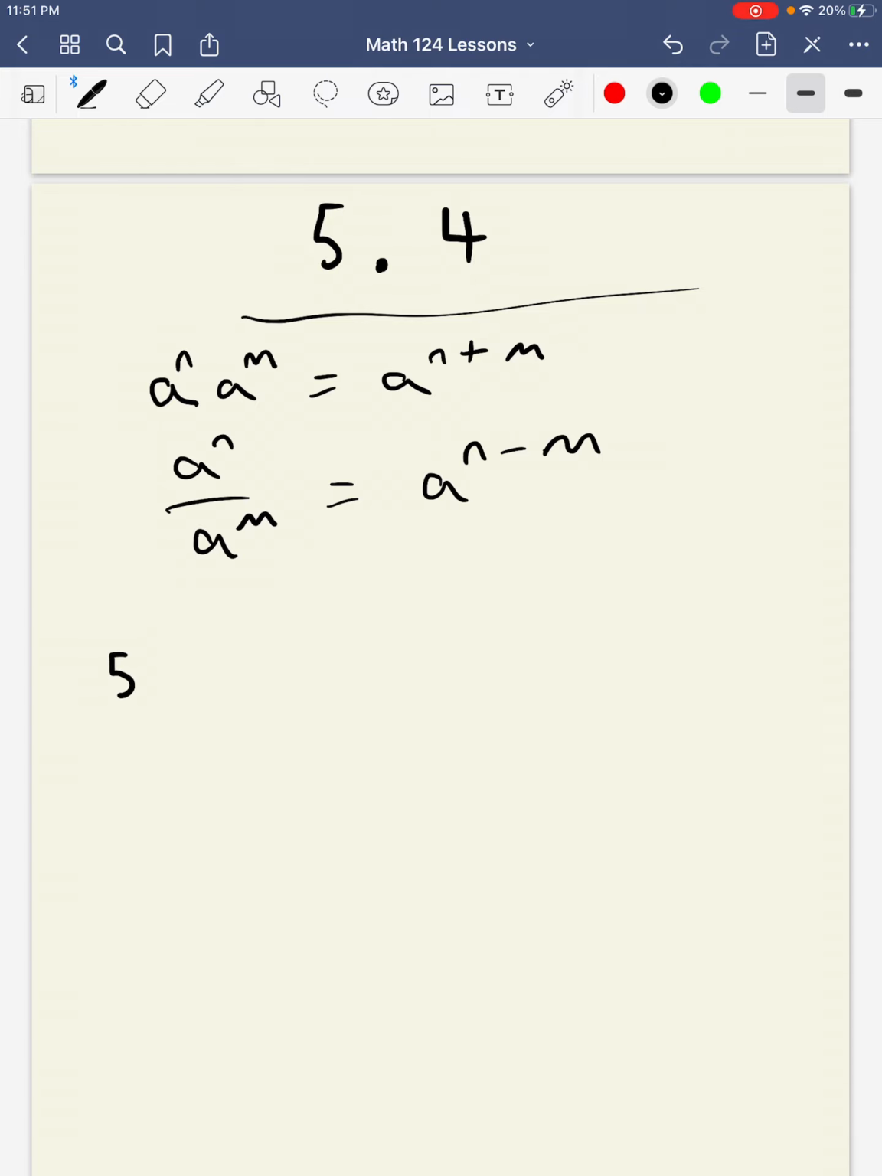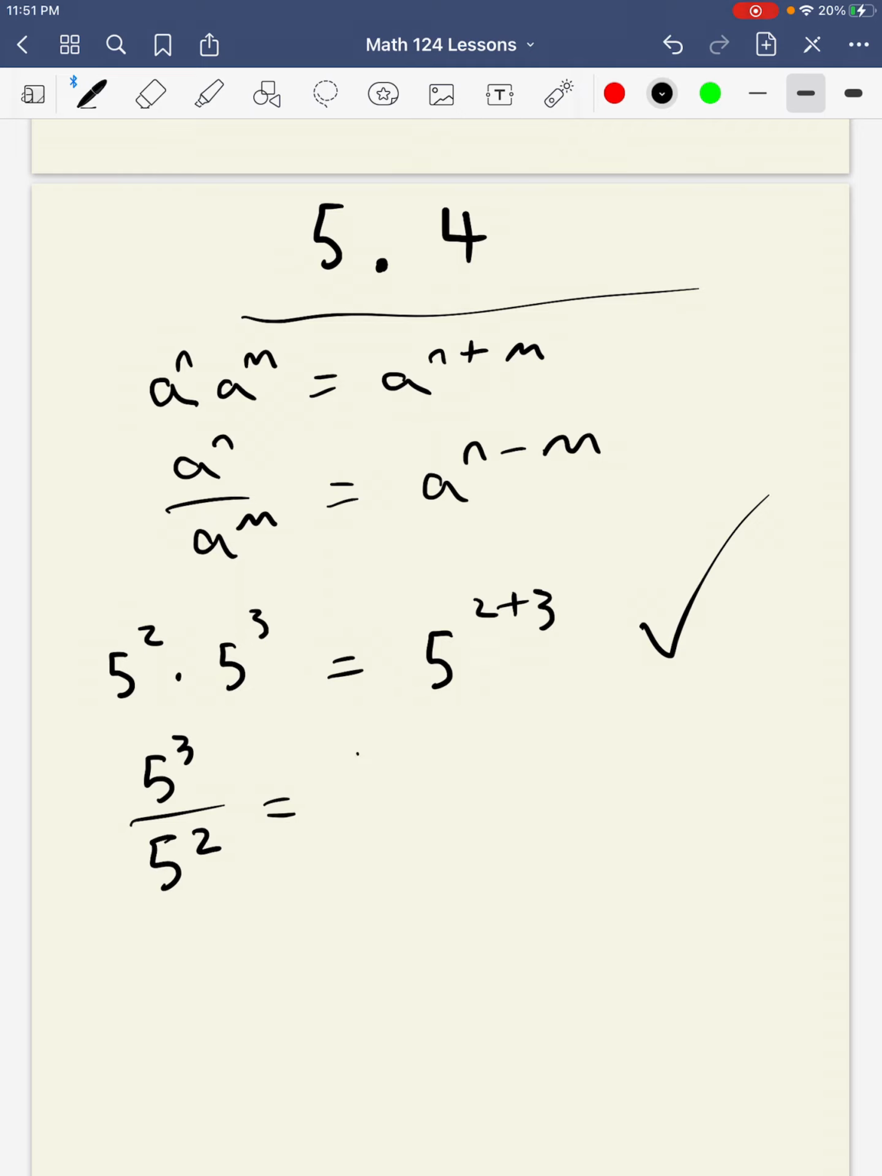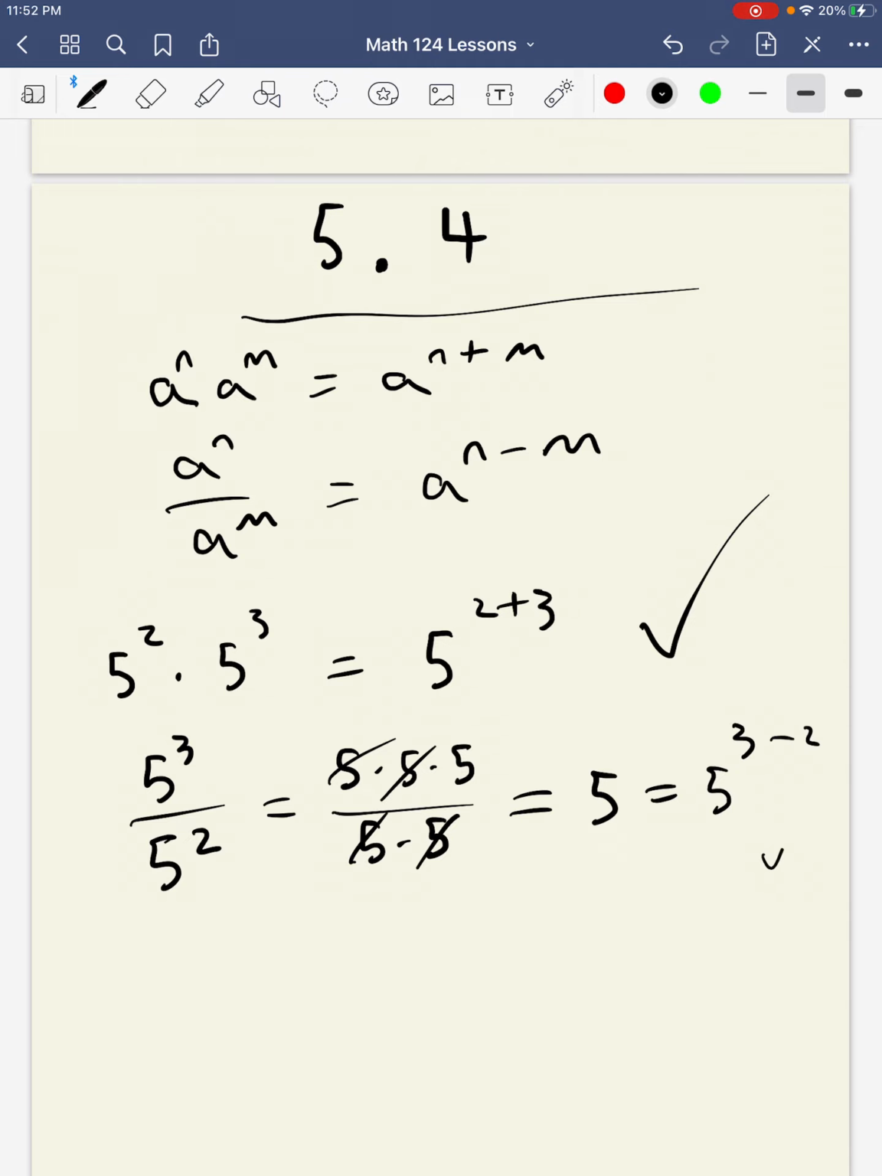And it's easy to see if you just plug in some numbers, like 5 squared times 5 cubed will equal 5 to the 5, or 2 plus 3. If you have time, you can verify that in a calculator if you want to do that by hand. Or let's do 5 cubed over 5 squared. That's basically like 5 times 5 times 5 over 5 times 5. Those cancel out and we get 5, which does in fact equal 5 to the 3 minus 2. So this doesn't prove it, but it does suggest these formulas do hold.